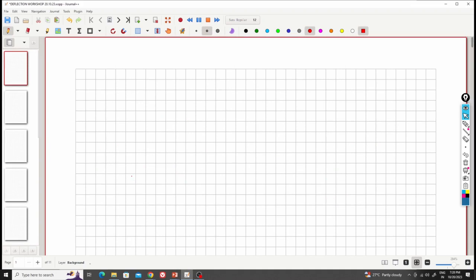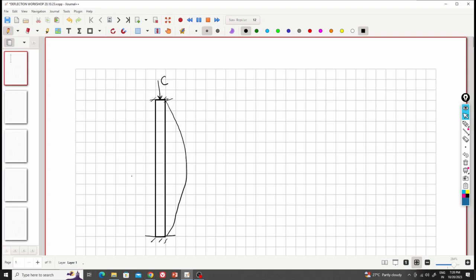For example, you can understand here why there is a buckling. Say we have one column like this, okay, and due to the compression, this buckles. So do you know why it buckles?